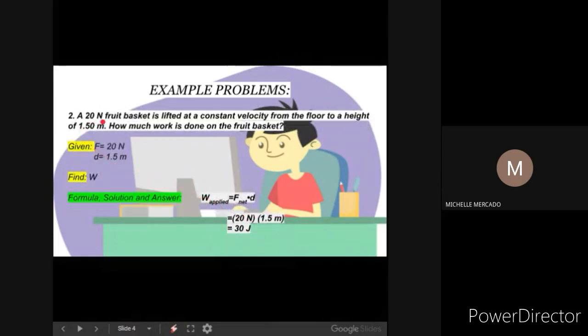Okay, second problem: a 20 Newton fruit basket is lifted at a constant velocity from the floor to a height of 1.50 meters. How much work is done on the fruit basket? Madali lang po nating ma-identify by identifying first the given. The given force is 20 Newton, and the given distance is 1.5 meters. If ang given po natin is force and distance only, then we're going to find the work, so we multiply the given force and the given distance.